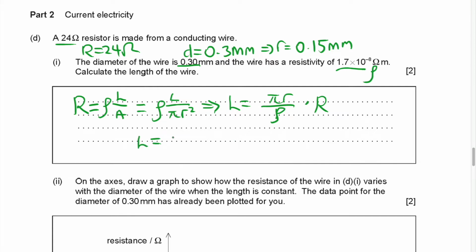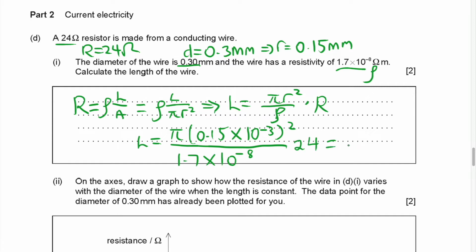So length is going to be equal to pi, a constant, multiplied by radius, sorry, here should be r squared, 0.15. And then you need to convert this quantity to the SI unit of meter. So you multiply by 10 to the power of -3, and then square the quantity, divided by the resistivity 1.7 multiplied by 10 to the power of -8, and then multiply the resistance, which is equal to 24. And this will give us the answer of 99.7 meter.